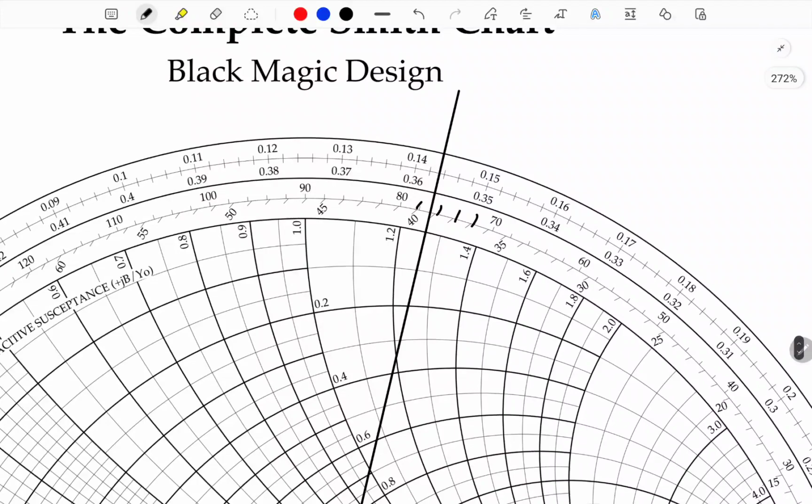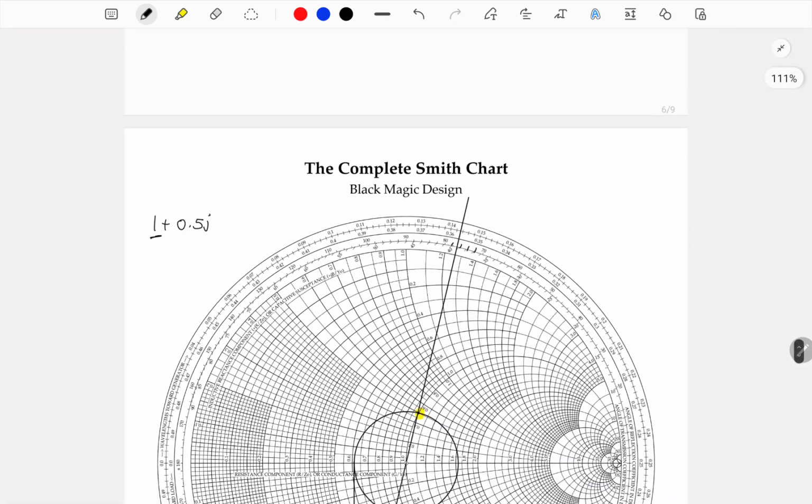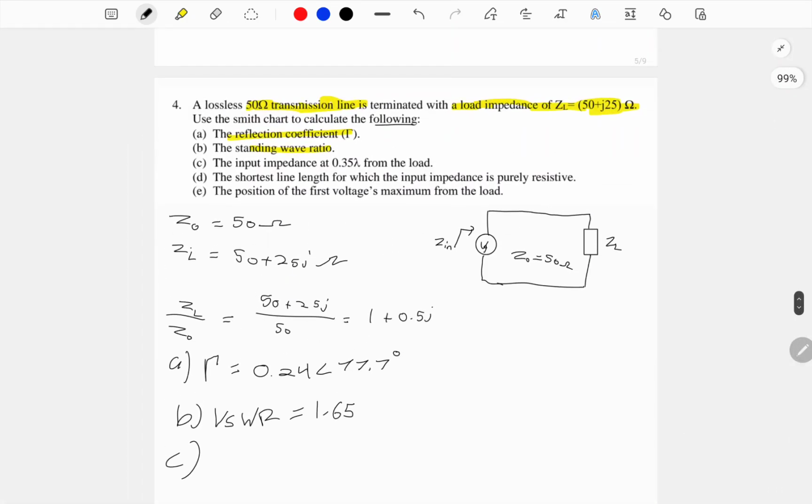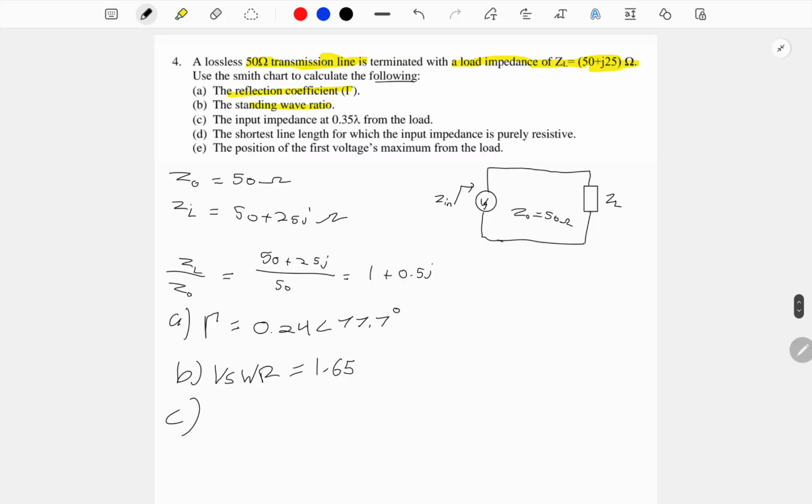And you add 0.35 lambda. But what's the direction, though? You're going from the load towards the generator, right? Exactly. You're coming from the load, so you're going to be going eventually towards the generator.